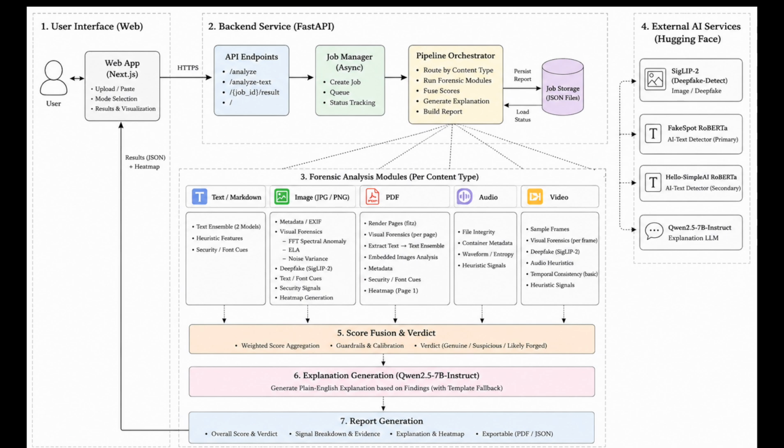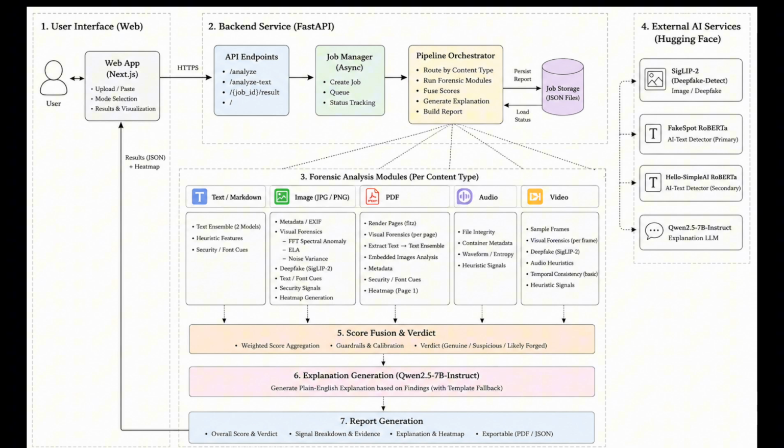For image analysis, I initially relied on traditional forensic techniques. This includes fast Fourier transformation, error level analysis, and Laplacian noise variance. While these methods perform reasonably well on controlled datasets, they generate an unacceptable false positive rate on real-world data. The final architecture combines classical forensics with modern deep learning. At its core is a CLIP-based vision transformer known as Deepfake Detect CLIP.